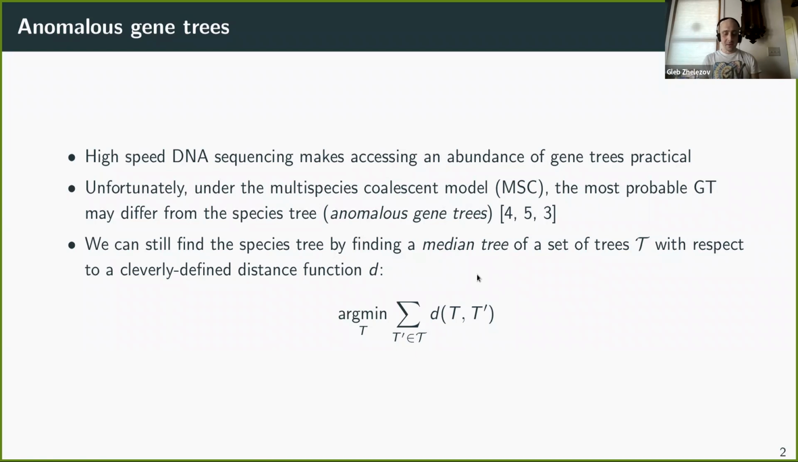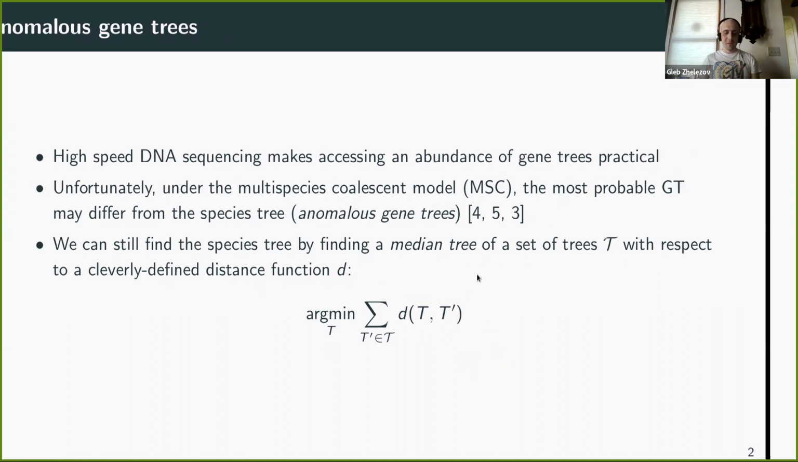So the problem is non-trivial, but you can get around it by, instead of looking at the most probable gene tree, looking at the median tree with respect to a different distance. So generally, you can define the median tree of a set of trees with respect to some distance function d like this. You just take the tree which minimizes the sum of the distances to every gene tree. And you say, okay, this is my median tree. And hopefully if you can come up with the right distance, you can get around whatever problem you have.